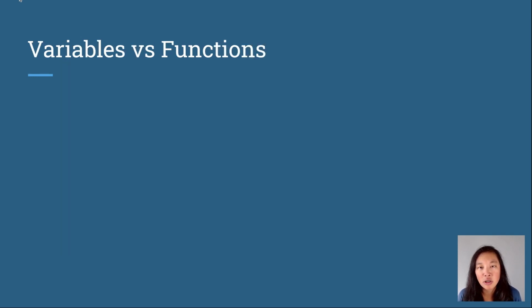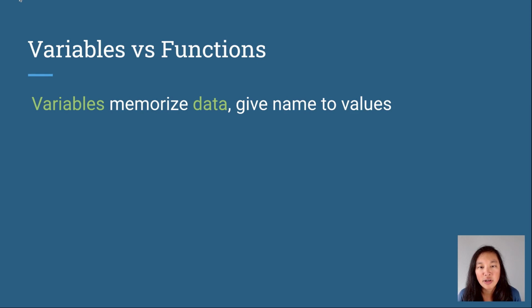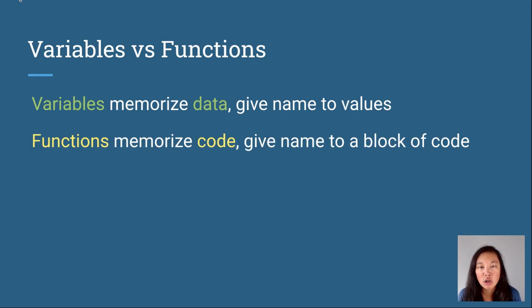So let's talk about variables versus functions. Variables memorize data, and we give a name to these values. Functions are going to memorize code, or a block of code, and give a name to that block of code.